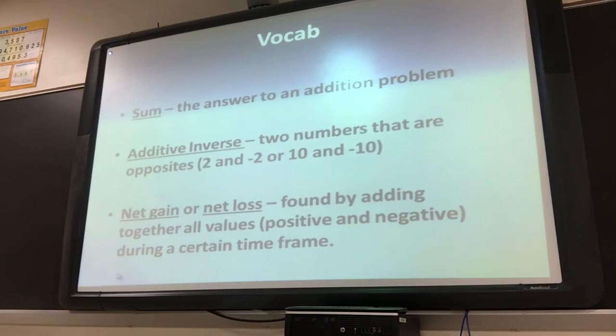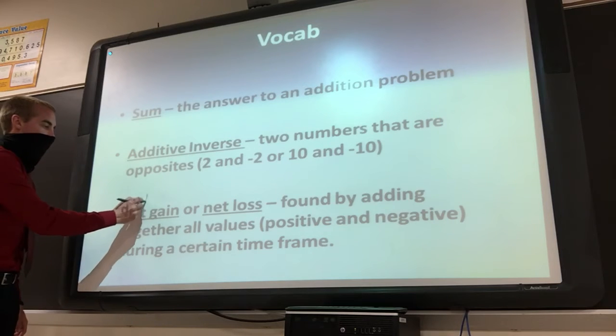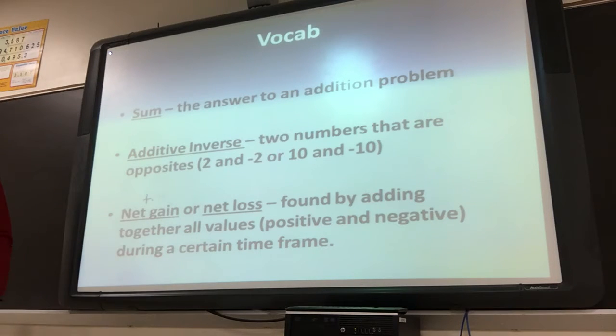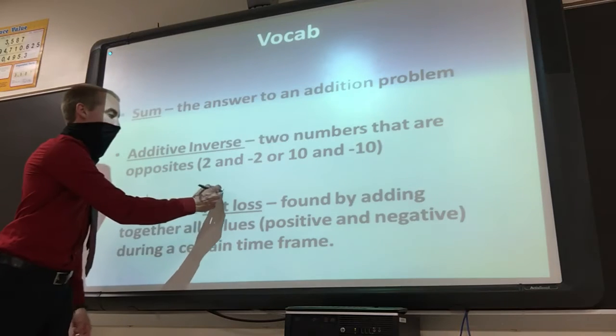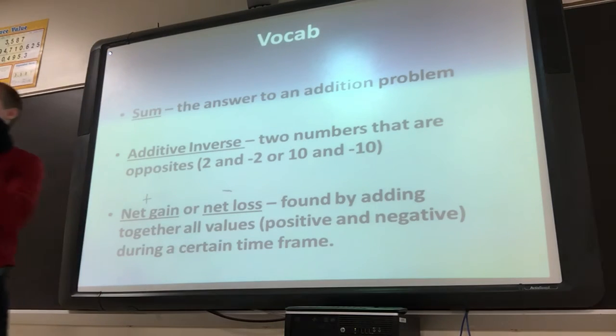And then a net gain or net loss. So what that means is you're going to have a list of numbers. Some might be positive, some might be negative. You're going to add all those together. If you end up with a positive number at the end, it's a net gain. So net gain would be if your answer ends up being positive. A net loss would mean your answer ends up being negative.